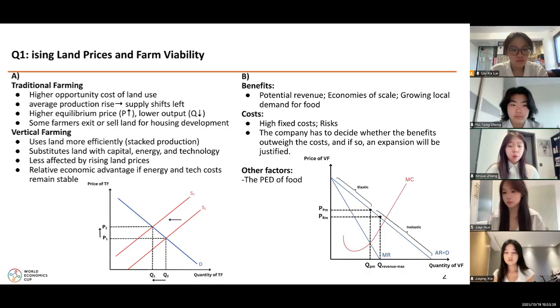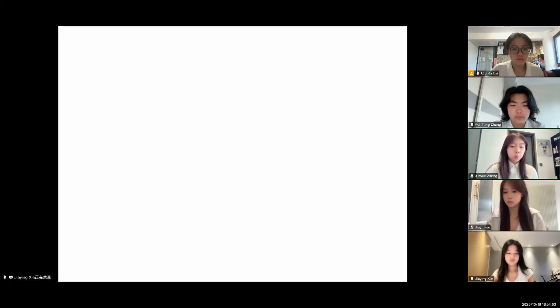The company should only expand if marginal revenue exceeds marginal costs, where MR is greater than MC on the graph, ensuring efficiency and profitability. Other factors, such as price elasticity of demand for food, also influence this decision. If demand is inelastic, total revenue continues to rise until MR is equal to 0 at Q revenue max. If elastic, price cuts before this point may also reduce revenue.